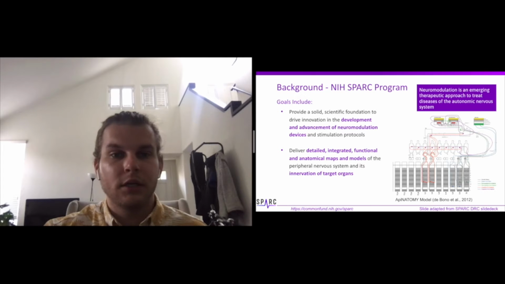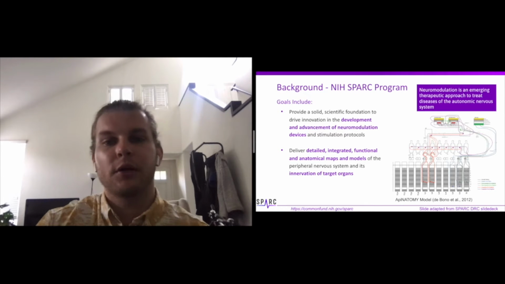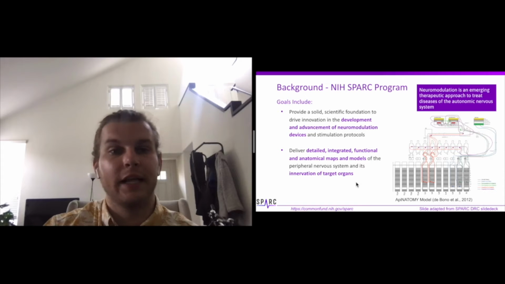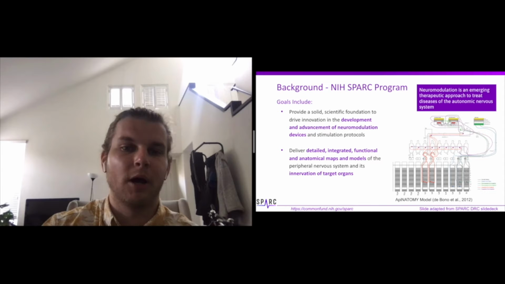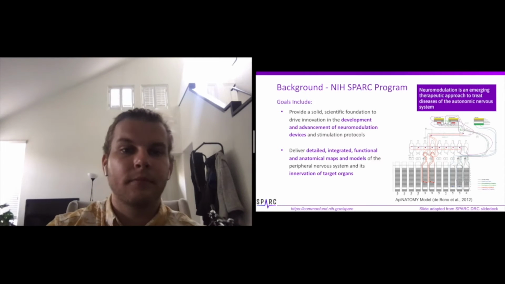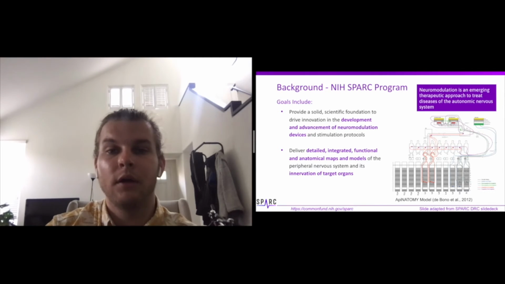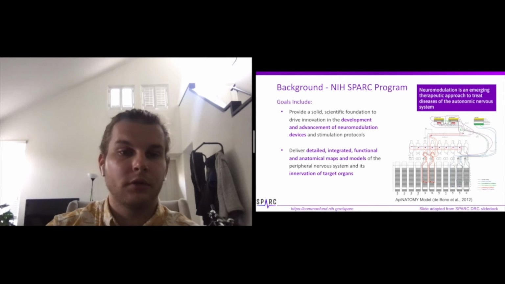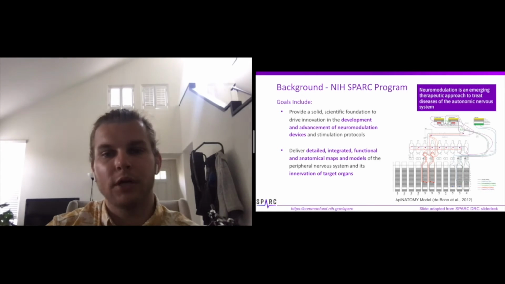One goal of this project, which was our primary motivator for this particular work, is to eventually deliver detailed, integrated, functional, and anatomical maps and models of the peripheral nervous system and its innervation of target organs. An example is shown on the right. It represents the Keith's bladder model, and was created using the App Anatomy modeling platform, which was developed by Dr. De Bono and colleagues in 2012. Modeling platforms like this one, which are computationally accessible, will become increasingly important if we wish to derive more utility from future medical diagrams, which are still too often simply printed on paper. To accomplish this, though, we will need to expand upon SPARC's ever-growing knowledge base.